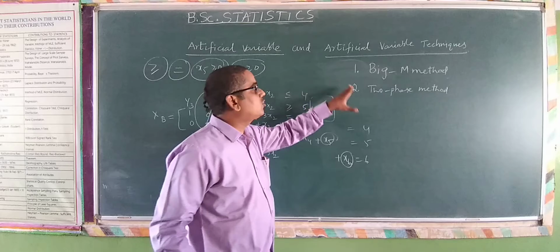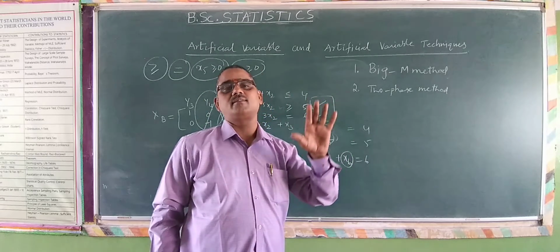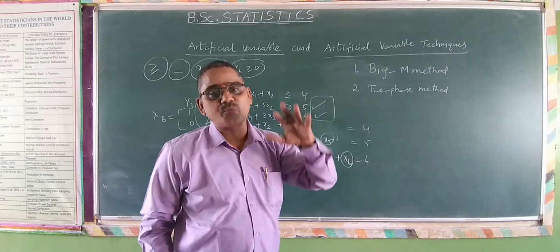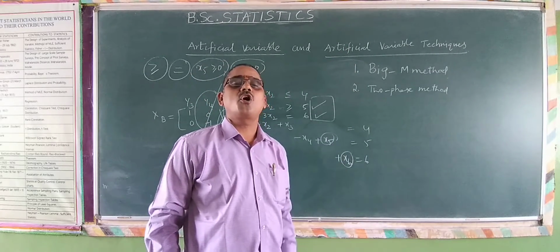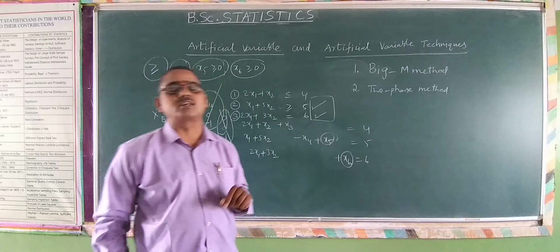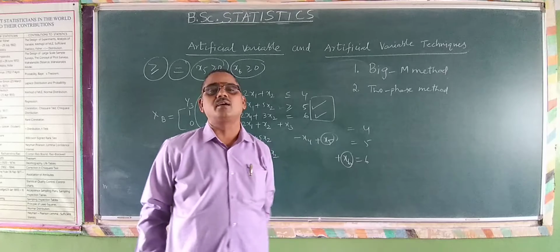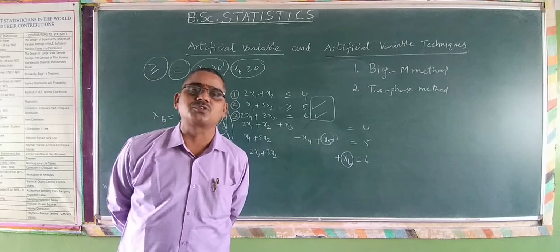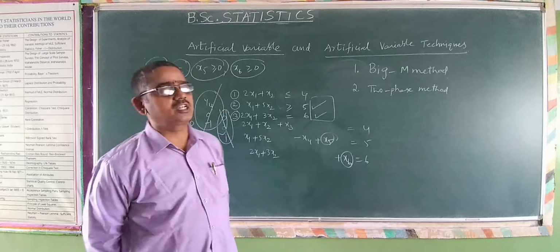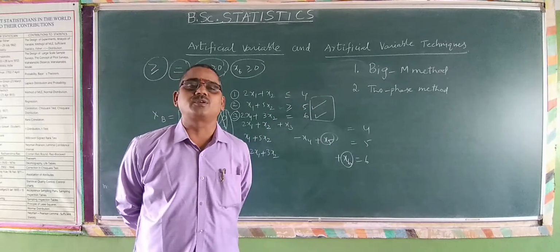So the Big M method and the two-phase method are two methods of the simplex method only, but two kinds of procedures in the artificial variable techniques. So if any particular LPP involves artificial variables, then we use the Big M method or the two-phase method. Any method you can use. Both methods are in use. So this is the topic here: artificial variable and artificial variable techniques. Thank you.